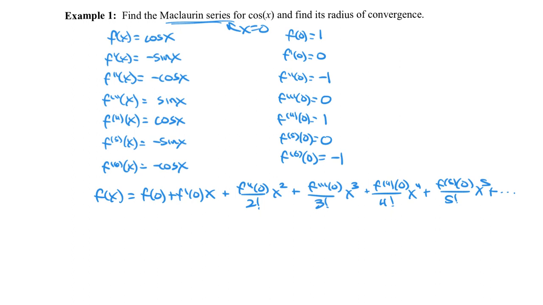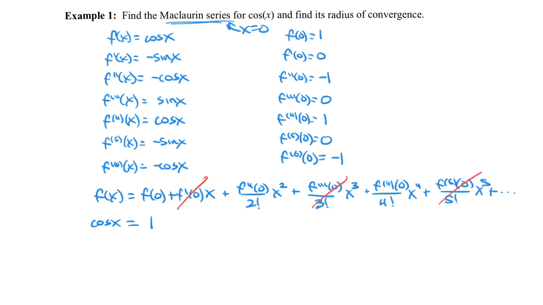So cosine of x is equal to f of 0, which is 1, plus f prime of 0. Well, f prime of 0 is 0. In fact, you can see f prime of 0 is 0. F triple prime of 0 is 0. So if this is 0, it's going to wipe out this whole term, and basically all the odd powers, right? The odd powers of the derivatives are all going to be 0. So that's going to be gone. That's going to be gone.